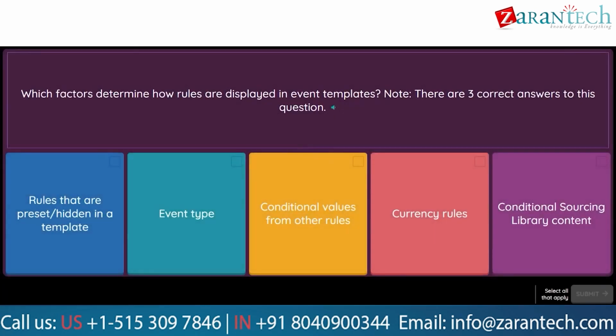Question: which factors determine how rules are displayed in event templates? Note: there are 3 correct answers to this question. Option 1 Rules that are preset/hidden in a template. Option 2 Event type. Option 3 Conditional values from other rules. Option 4 Currency rules. Option 5 Conditional sourcing library content.